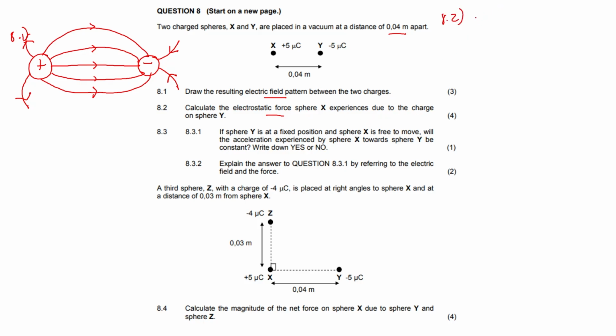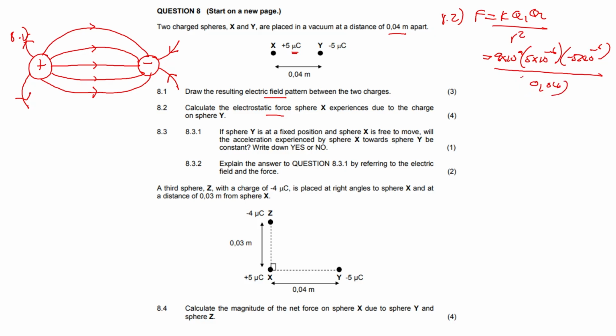So we use our formula F equals K times Q1 Q2 over r squared. K is a constant of 9 times 10 to the power of 9. Our first charge is positive 5 times 10 to the power of negative 6. How do we know it's negative 6? Because of that little coefficient sign. Then our other charge is negative 5 times 10 to the power of negative 6, and we take that over the distance of 0.04 meters squared.